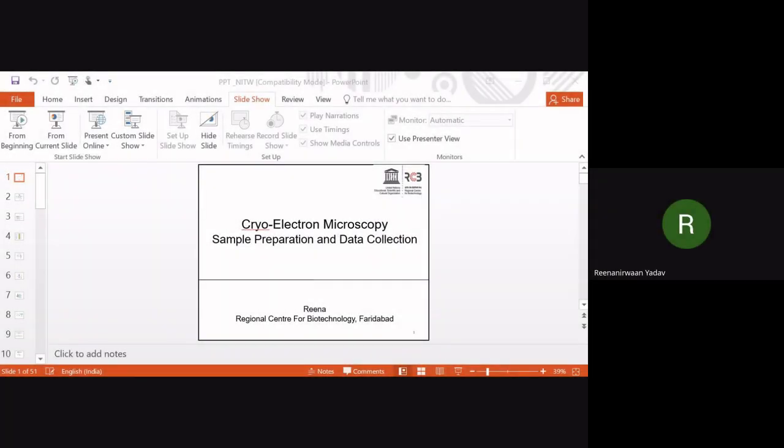Good afternoon, everyone. So, in continuation, we will discuss more about the basics of an electron microscope, cryo-sample preparation, and data collection.